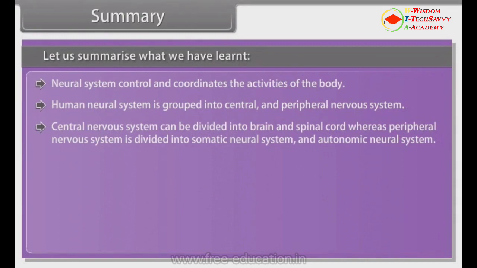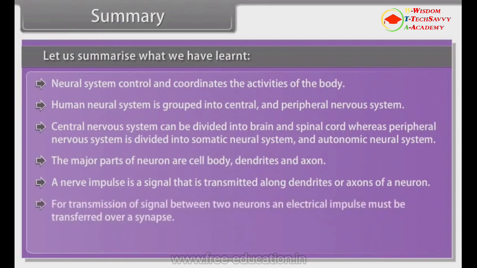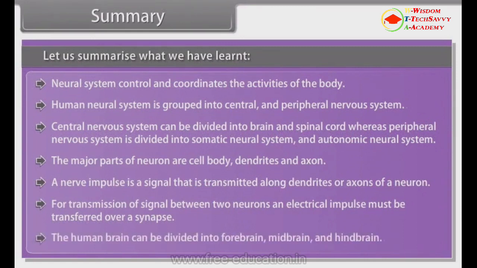The major parts of a neuron are the cell body, dendrites and axon. A nerve impulse is a signal that is transmitted along the dendrites or axons of a neuron. For transmission of signals between two neurons, an electrical impulse must be transferred over a synapse. The human brain can be divided into forebrain, midbrain and hindbrain.